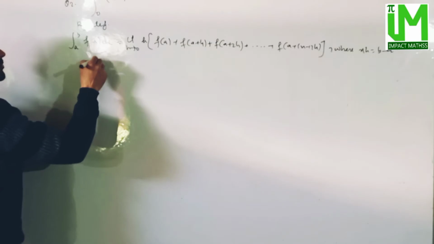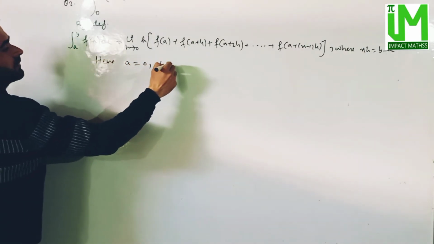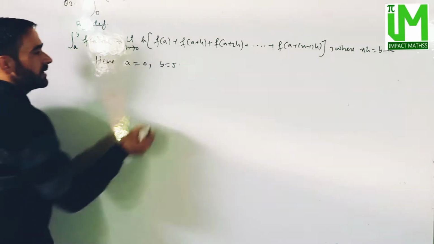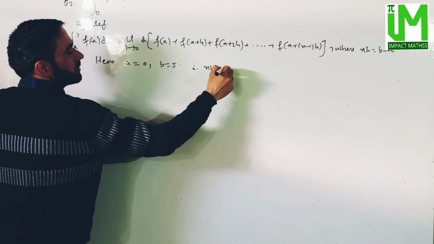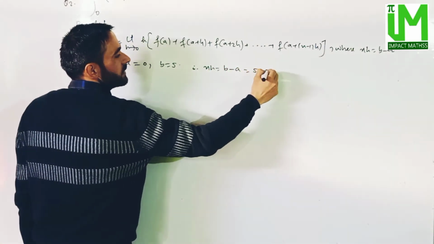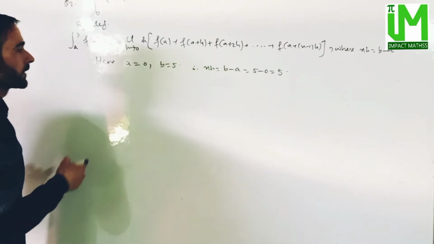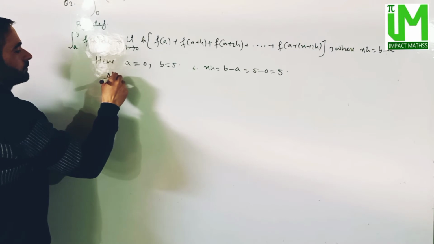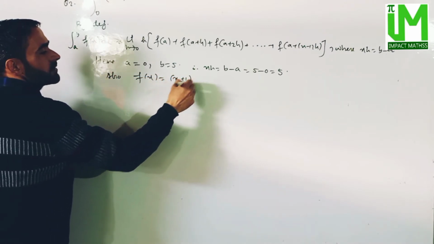ठीक है, so here a is equal to 0, b is equal to 5. So therefore nh is equal to b minus a is equal to 5 minus 0, यानी nh की value is 5. Nh is equal to 5, ठीक है. So also f of x is equal to x plus 1.